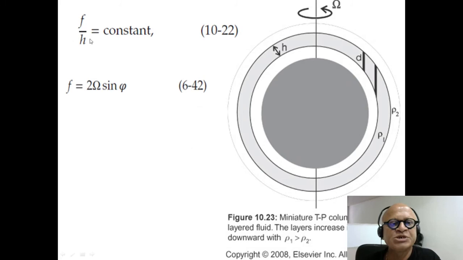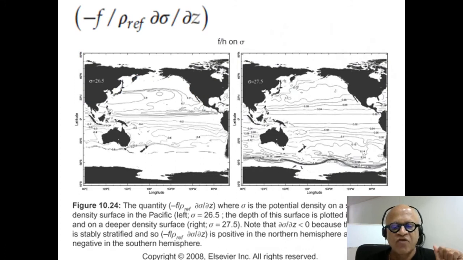In the real world, h is of course the thickness of the isopycnal layers, or the so-called sigma layers we had drawn before. And f over h can be written for a continuously stratified fluid as f over rho ref d sigma dz, with a minus sign because of the density increasing with negative z. Remember, z is going down, it's the negative direction. Okay, so that's fairly simple. So f over h takes the form of minus f over rho ref times d sigma dz.